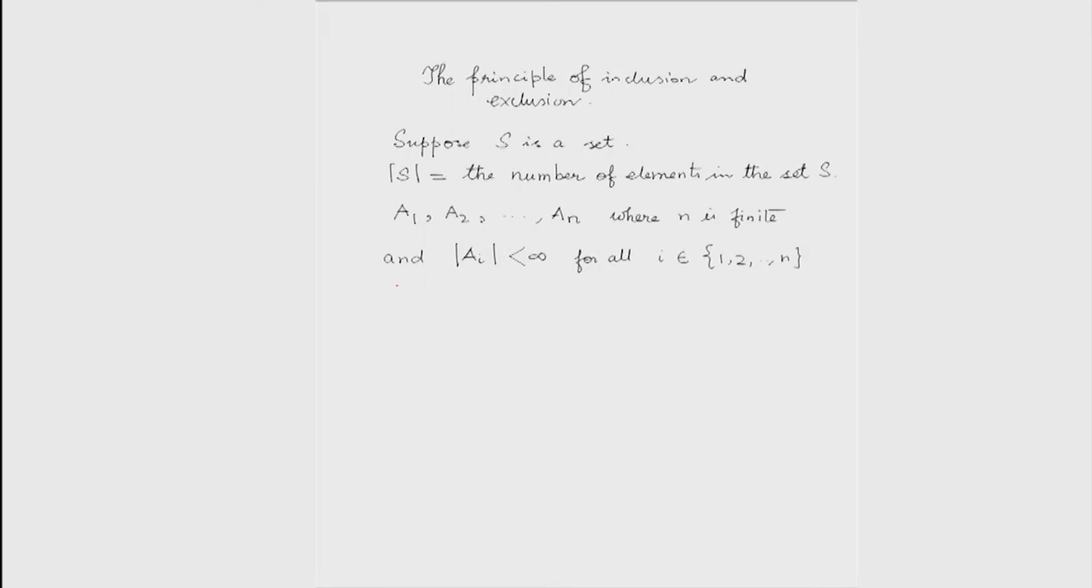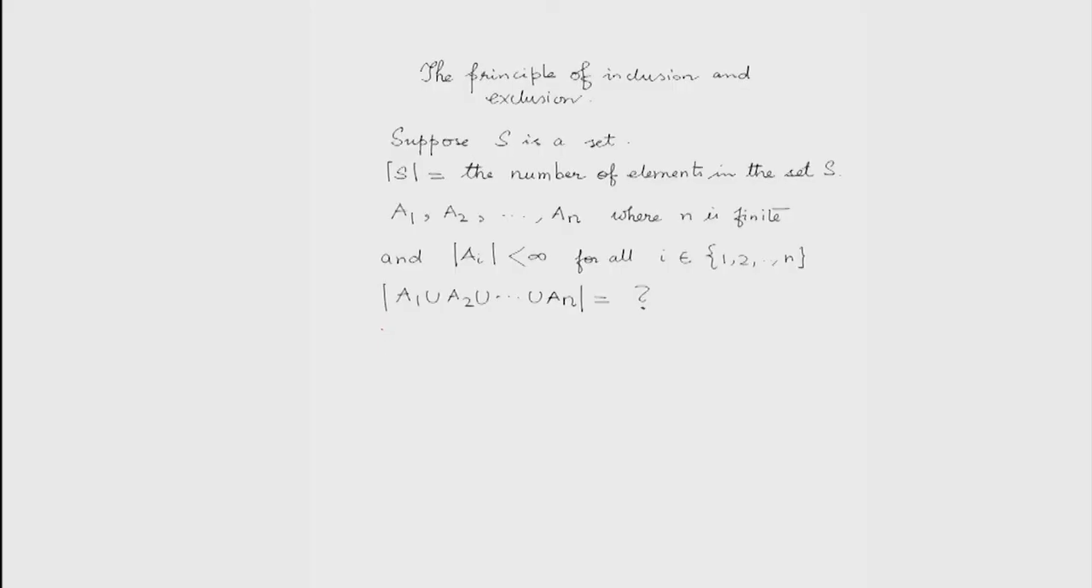What is the size or cardinality or simply the number of elements in the union A1 union A2 and so on union AN? Now, the principle of inclusion and exclusion lets us compute this precisely. To begin with, we start with n equal to 2. And instead of writing A1 and A2, we will consider the sets A and B.